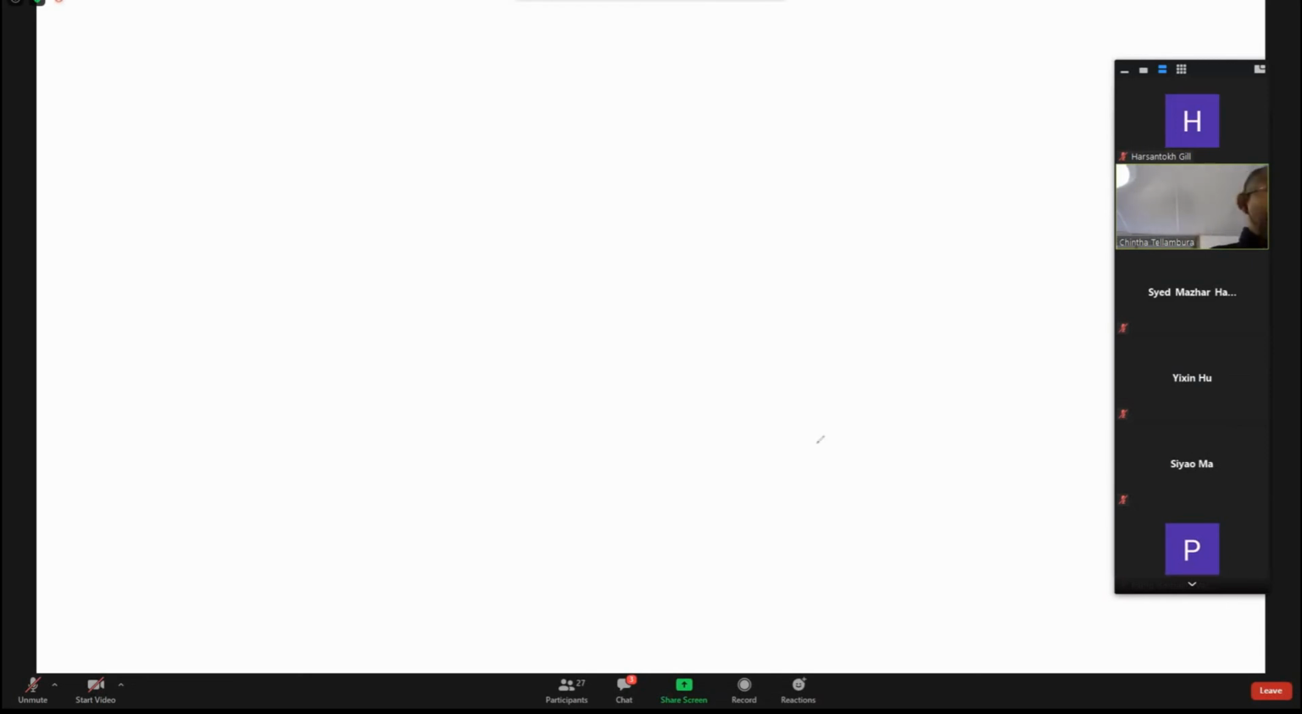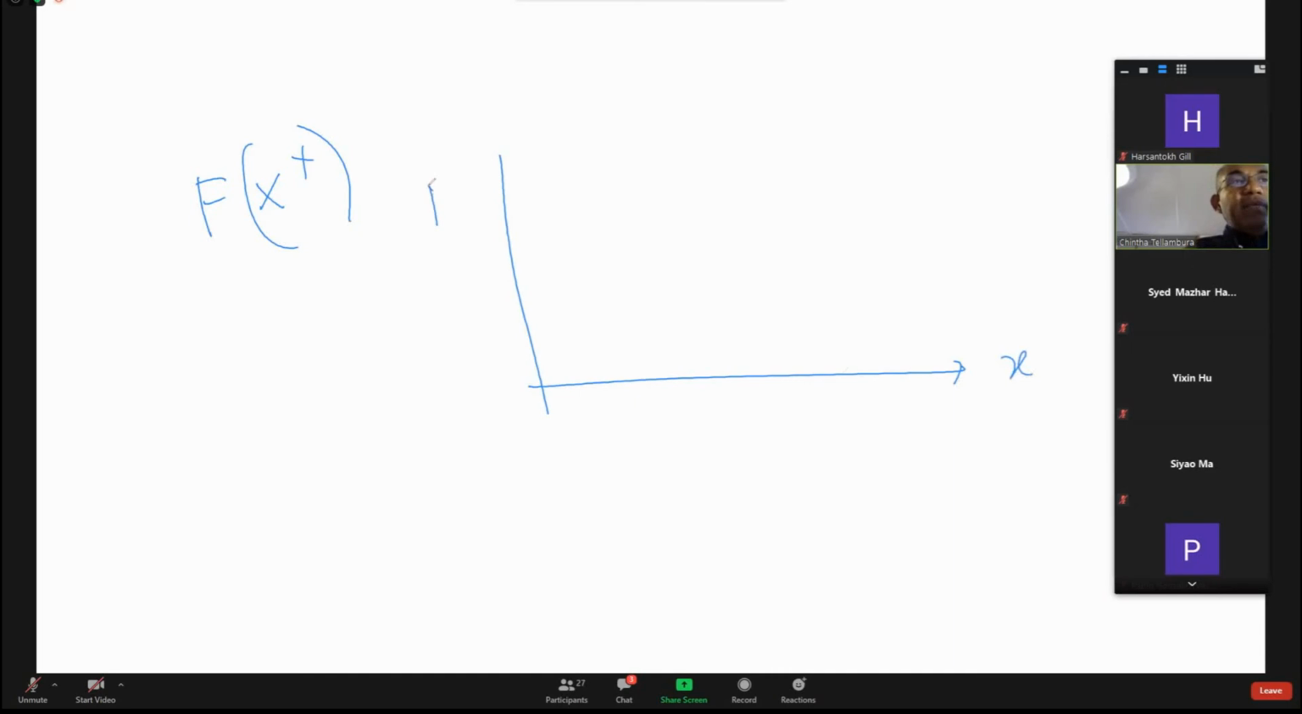Okay. So what is the meaning of x plus? What that means is this is applied to a function, right? Some functions are not continuous. So this is true for the case of the CDF of a discrete random variable.